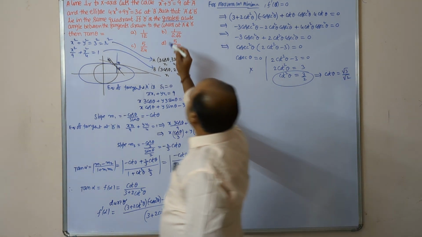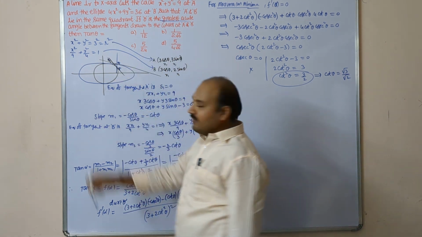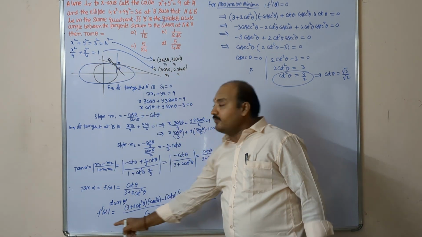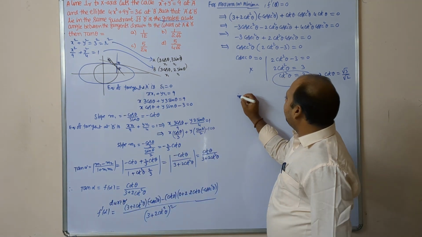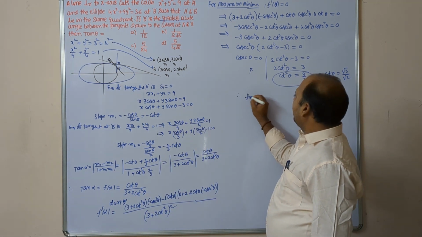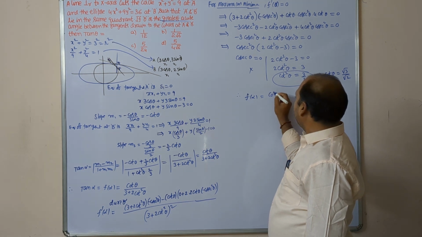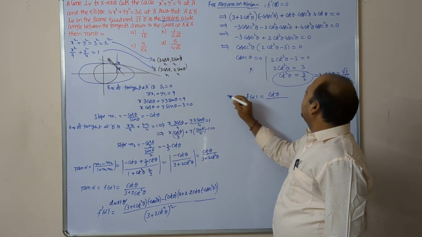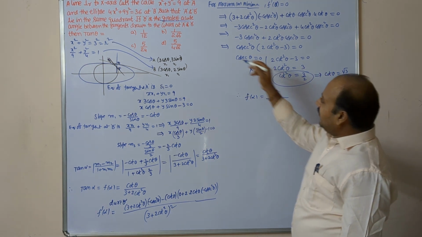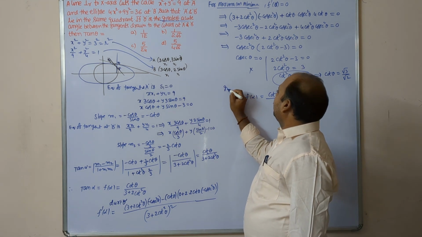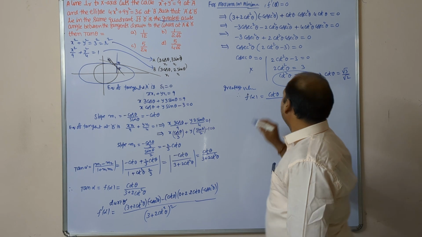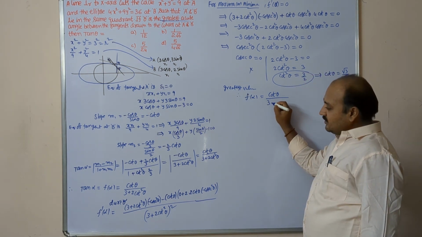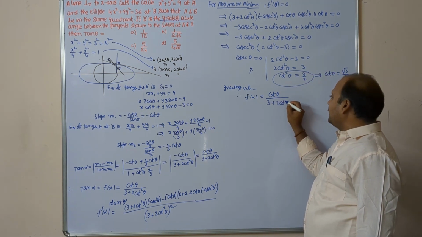They are asking for the maximum, greatest acute angle value. So substitute this theta value in f of alpha. Therefore f of alpha is equal to cot theta by 3 plus 2 cot square theta, and this is the greatest value.